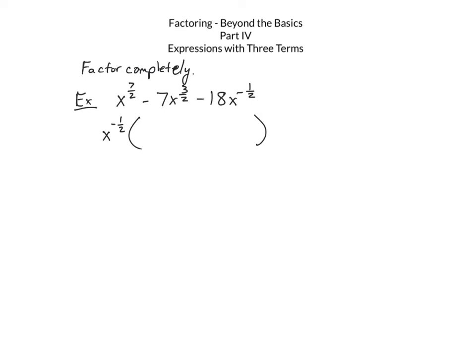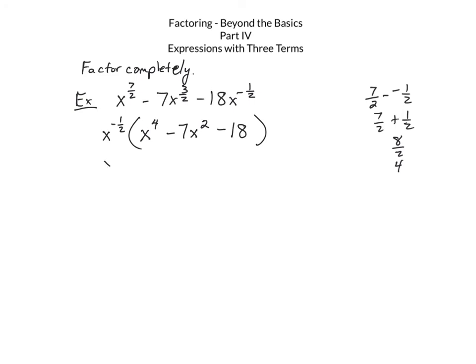And in our parentheses, we'll have x to the, I'm going over here to the scratch paper so you can see where we're coming up with the exponents. 7/2 minus negative 1/2. That's 7/2 plus 1/2. That's 8/2, and that is 4. So we have x to the 4th power. Similarly, we would have minus 7x to the 2nd power minus 18.